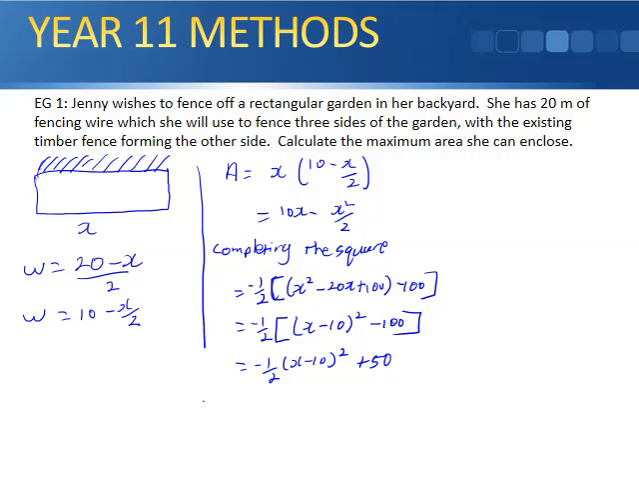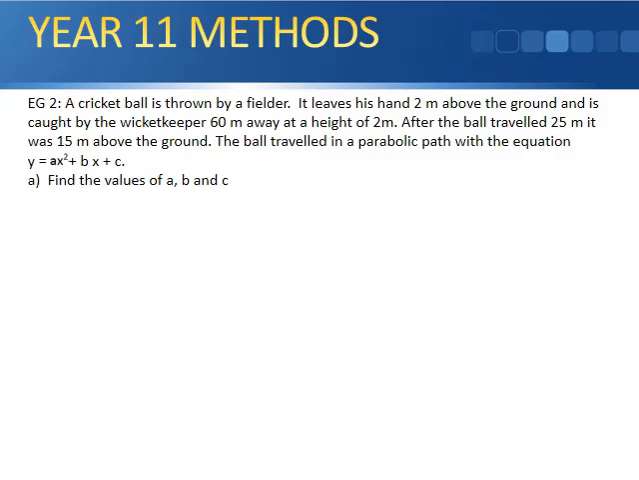So the maximum area occurs, is 50 metres squared at x equals 10, because that's the turning point of it.